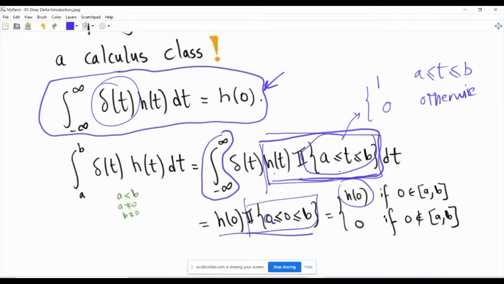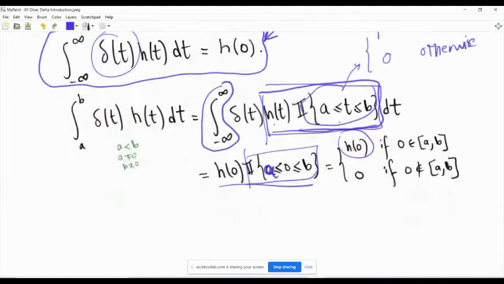The indicator is equal to 1 if 0 lives between a and b, and this will be 0 if 0 is outside. So what we can say now, as a rule of thumb for dealing with this Dirac delta, is that if the Dirac delta is outside the domain of integration, so if 0 is not in (a, b), then it's sort of inactive. It gives you 0. This integration will just be equal to 0.